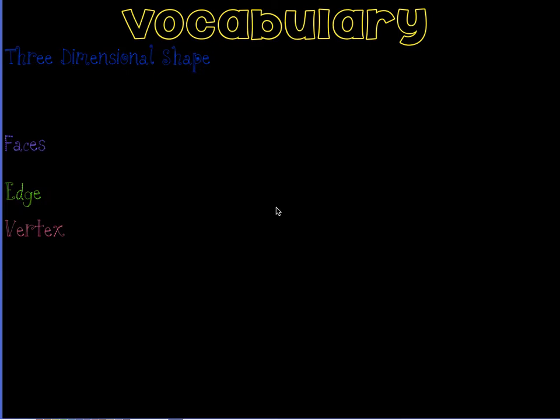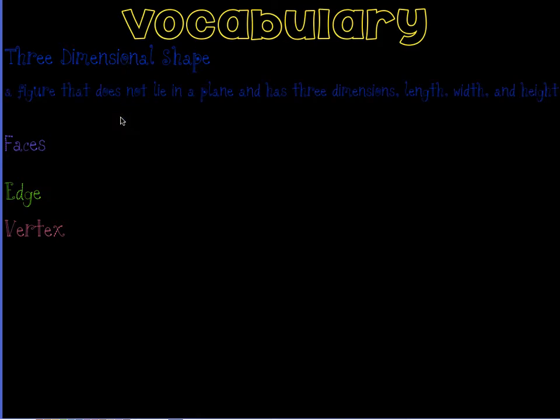Welcome to this lesson on Introduction to Three-Dimensional Shapes. First, we're going to go over the vocabulary of what makes a three-dimensional shape and all the different pieces. So a three-dimensional shape is a figure that does not lie in a plane and has three dimensions: length, width, and height.